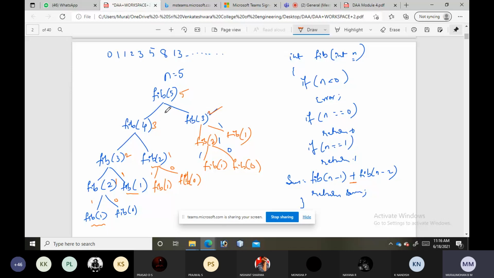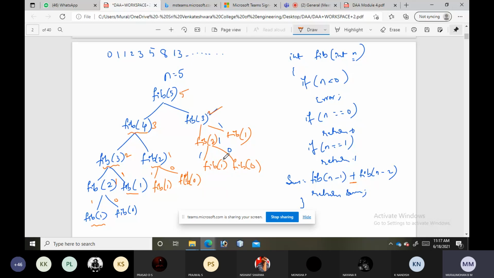To calculate this fib of 5, it is calling fib of 4 plus fib of 3. Next, it will call fib of 3 plus fib of 2. Again, next it will call fib of 2 plus fib of 1. You just observe here. Fib of 3 we already calculated here, but again we are calculating it here.